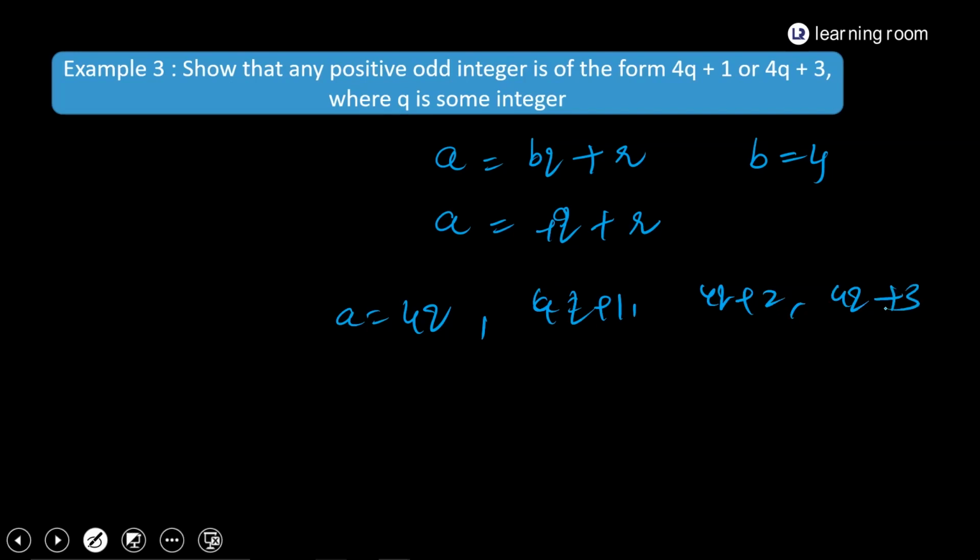But what we need is an odd integer. Here a can be an even integer or an odd integer. So in these 4 possibilities, which are the odd integers? 4q plus 1 and 4q plus 3. 4q and 4q plus 2 are even. So that's the proof, right? Using Euclid's lemma, we want to show that our odd integers are in the form of 4q plus 1 and 4q plus 3.